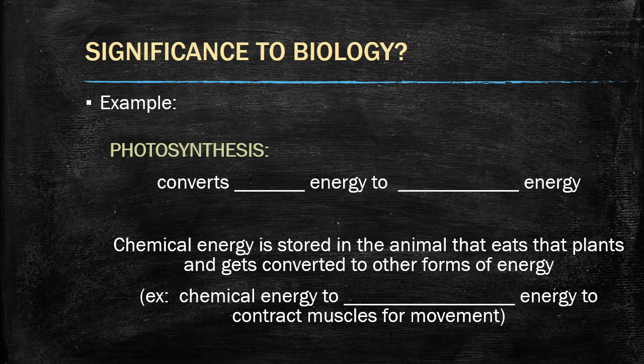Chemical energy to mechanical energy to contract muscles for movement. So we convert that chemical energy to mechanical energy, which allows our muscles to contract and allows us to move. Plants will convert the light energy to chemical energy, and then anything that eats the plant gets the chemical energy and converts it into some other form.